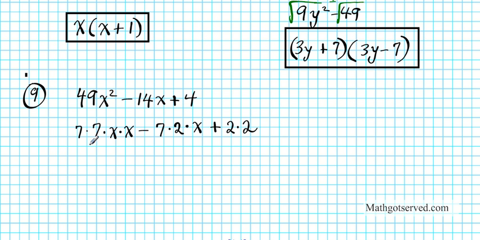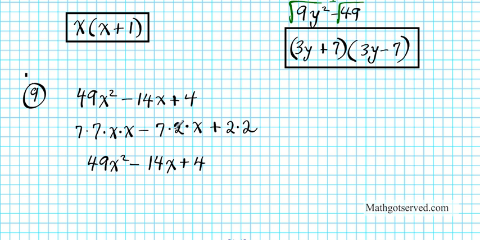Okay? Now let's look at all these three terms. Are there any common factors? Anything common in all three? This has a 7, this has a 7, this doesn't. This has 2, this has 2, this doesn't. This has x and x, this doesn't. So there's nothing that's common, alright? So we're going to multiply back together. 49x squared minus 14x plus 4.